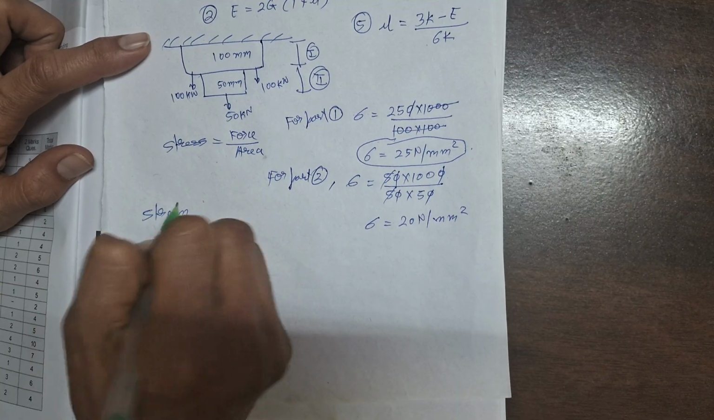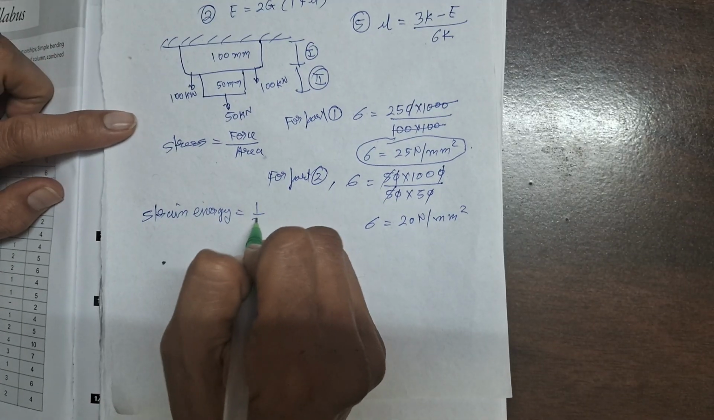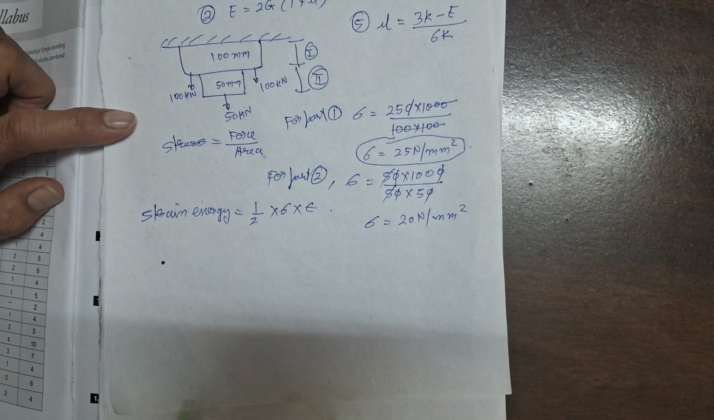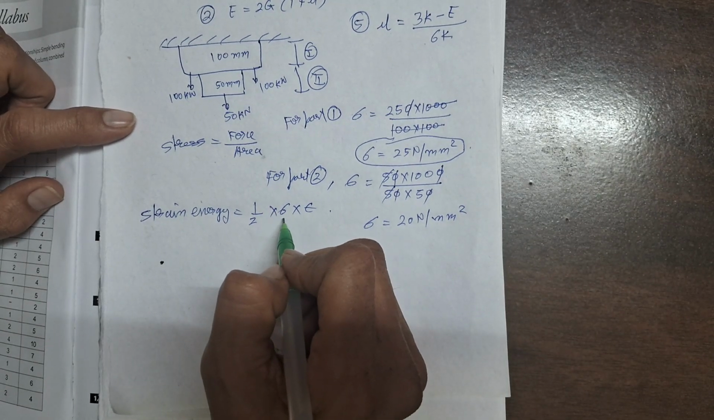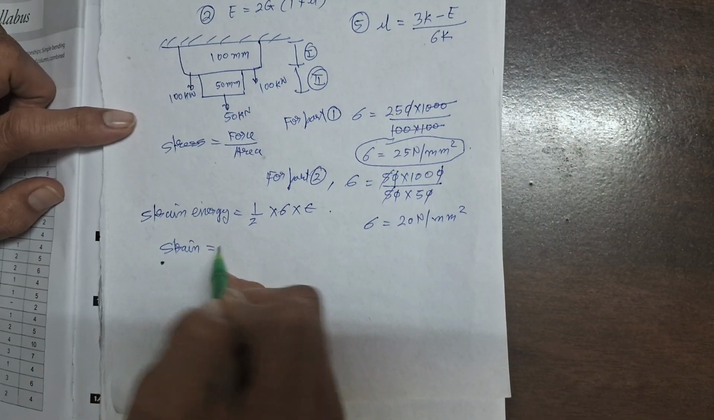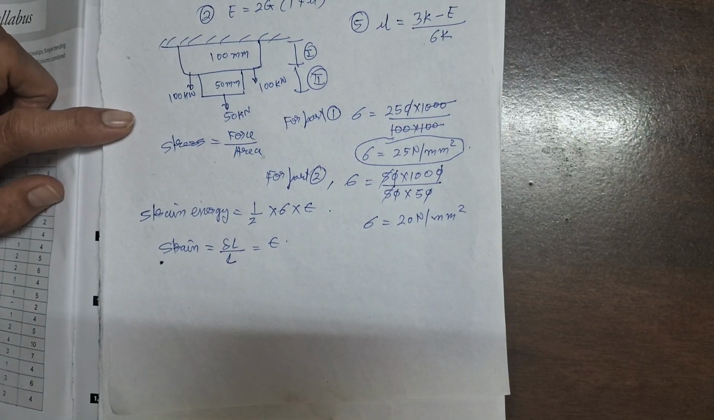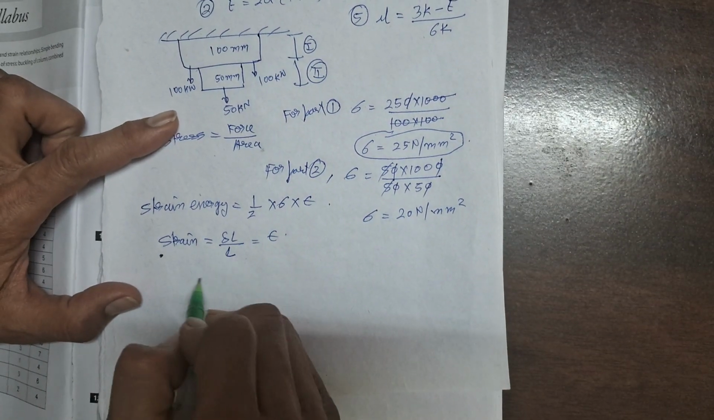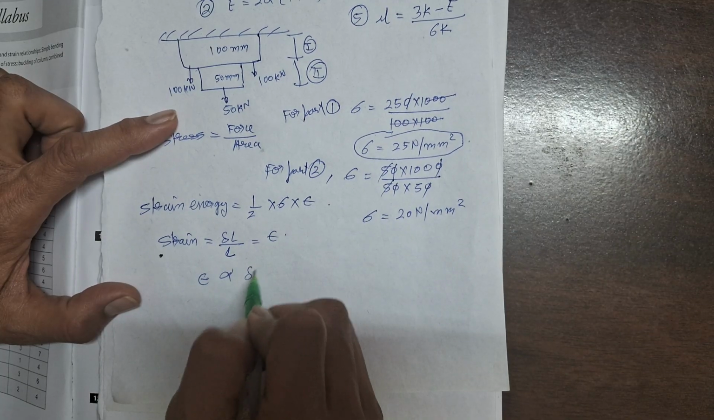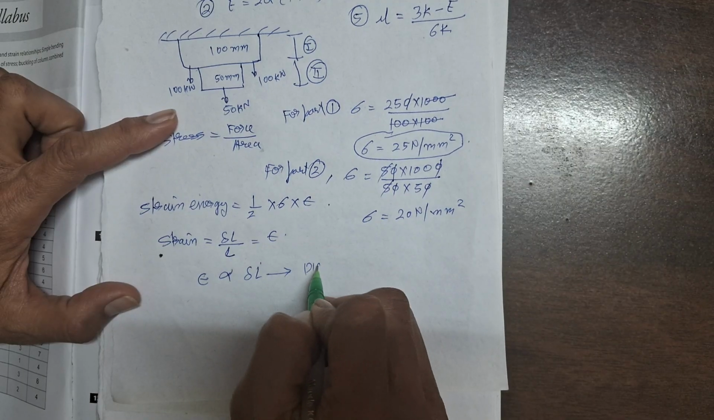Strain energy is equal to half stress into strain, half sigma into epsilon, right? Now sigma is stress, epsilon is strain. What is strain? Basically strain is delta L by L, that is epsilon. So you can see here that the strain is directly proportional to delta L, meaning strain is directly proportional to your displacement, right?